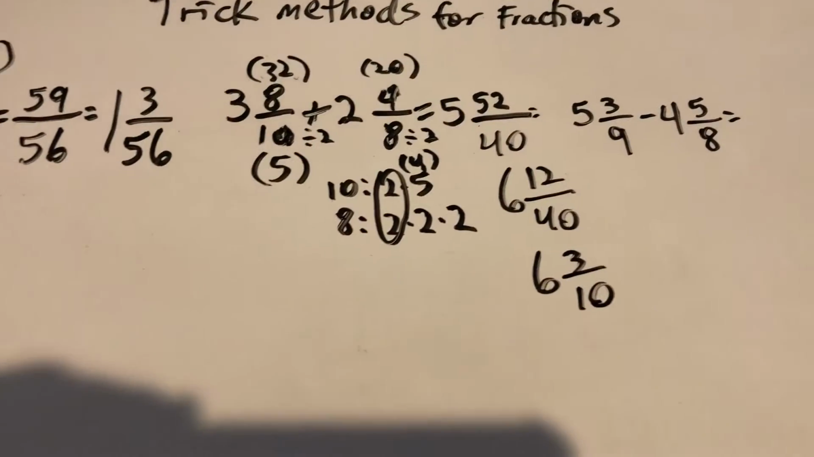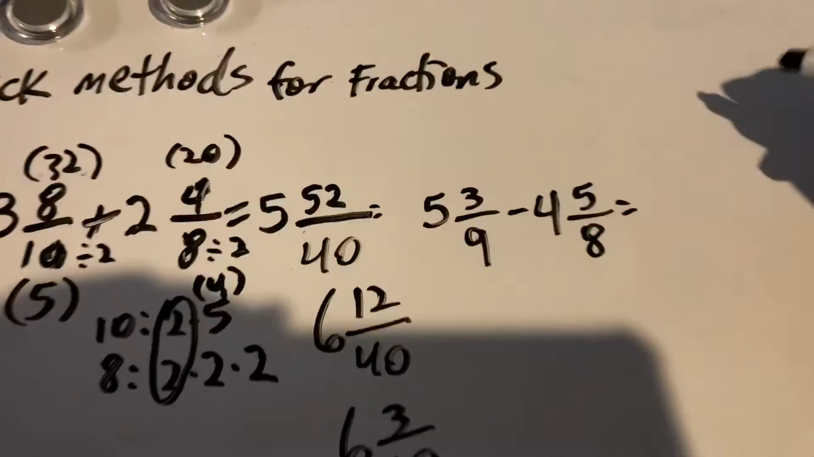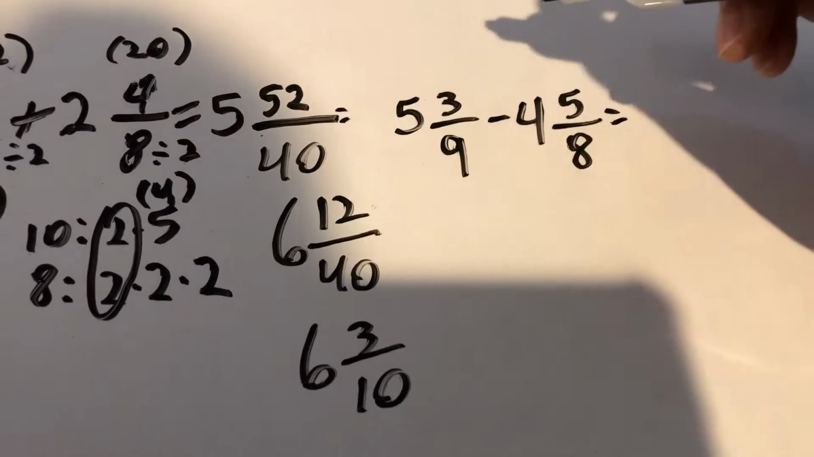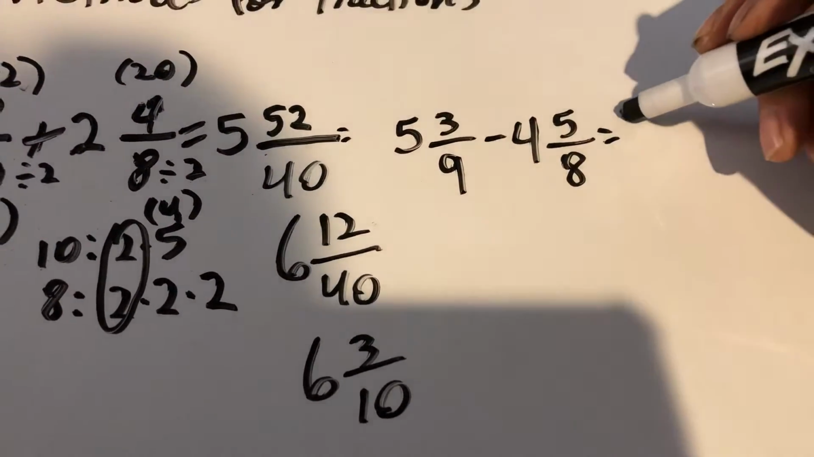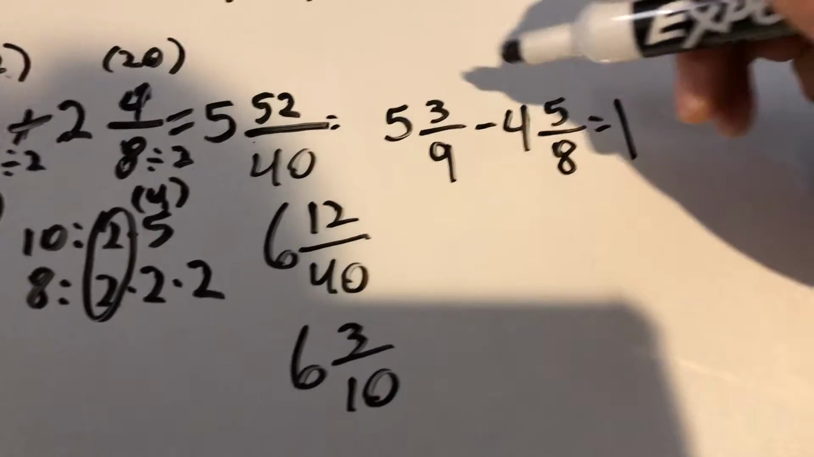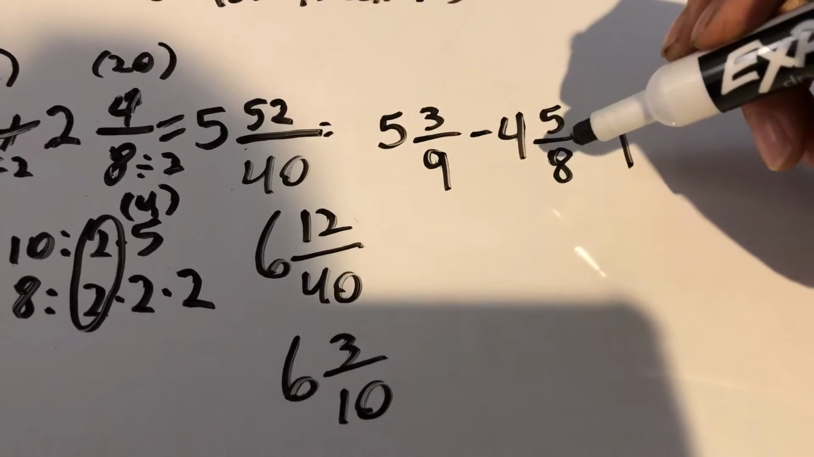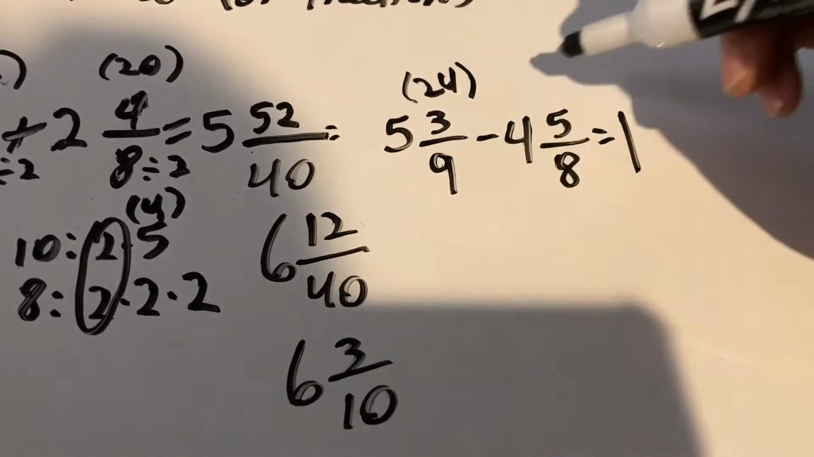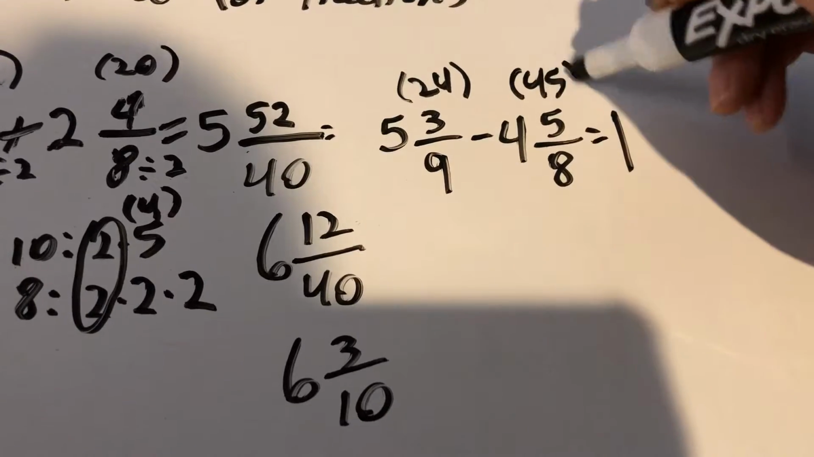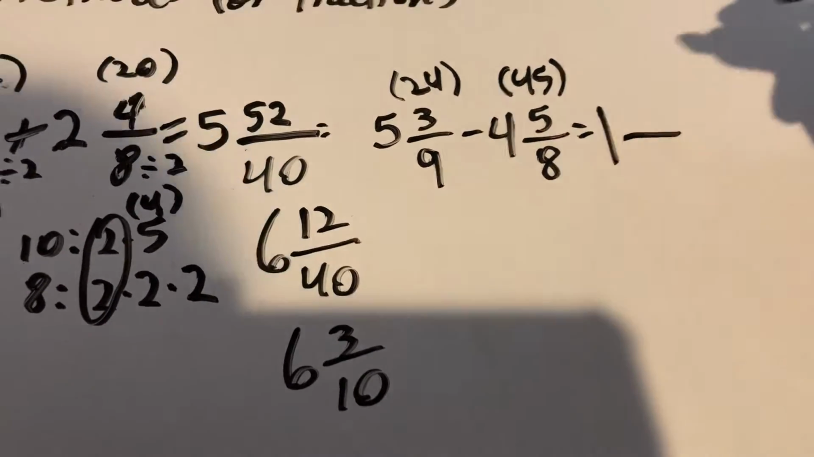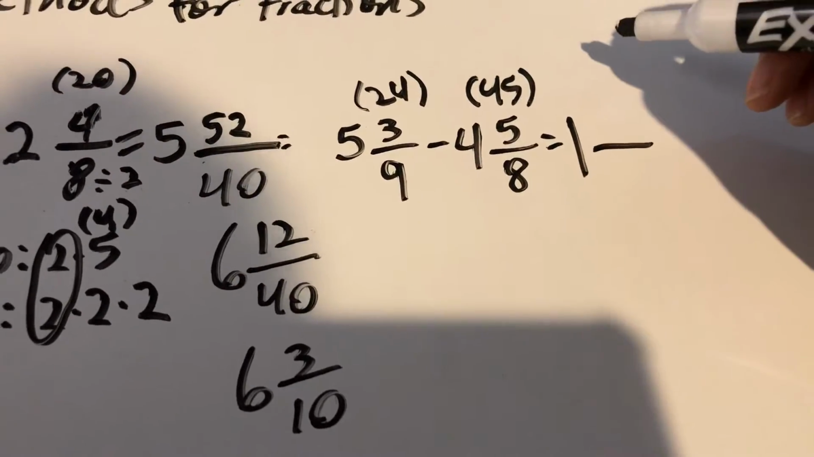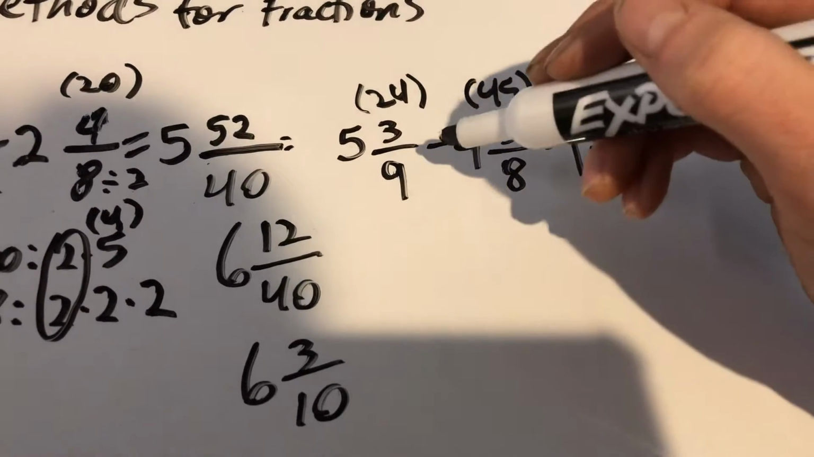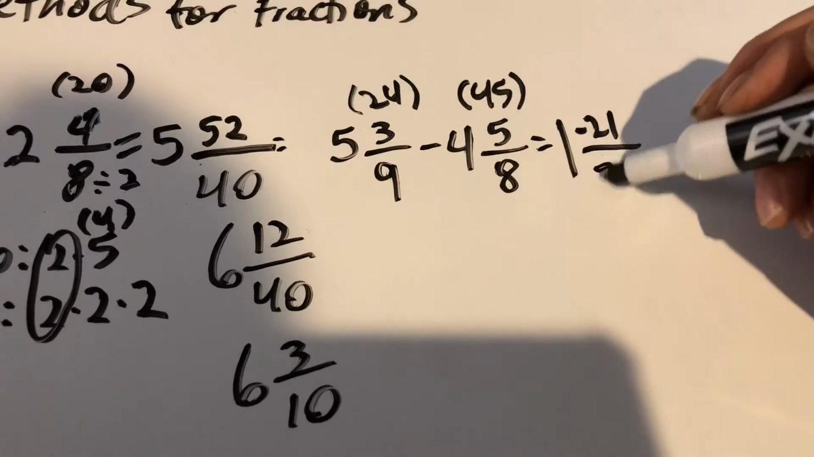Alrighty. Next one. 5 3/9 minus 4 5/8. First thing we can do is subtract 5 minus 4, which equals 1. Next step is to crisscross multiply 3 times 8, which equals 24. So you can write 24 here. 5 times 9 equals 45. So you can write 45 here. The next step is to subtract 24 minus 45, which equals negative 21. And then we multiply denominators 9 times 8, which equals 72.